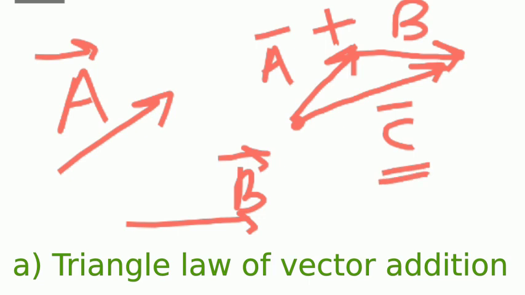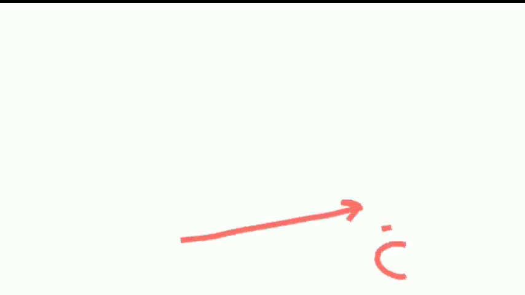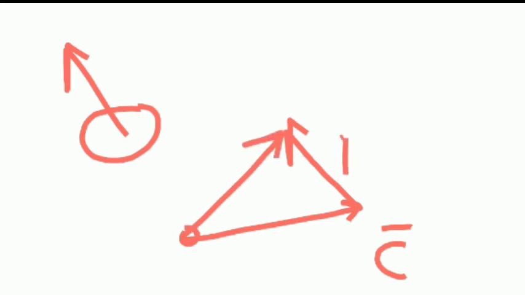So this law is called the triangle law of vector addition. Suppose this is a vector c and I have to add a vector d. Suppose this is vector d. Then what will I do? I will put the tail of the second vector at the head of the first vector, that is the c vector. So I will place it here, and then I will join the tail of the first vector and the head of the second vector. So c plus d will give me this, let's say, e vector.